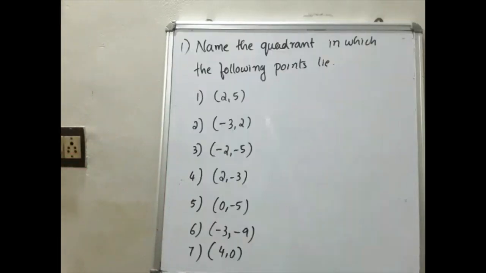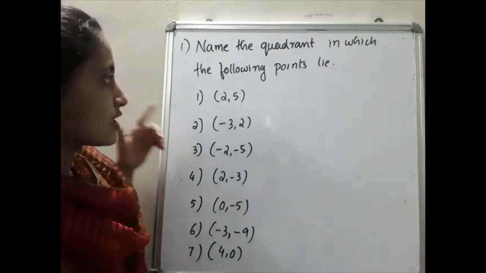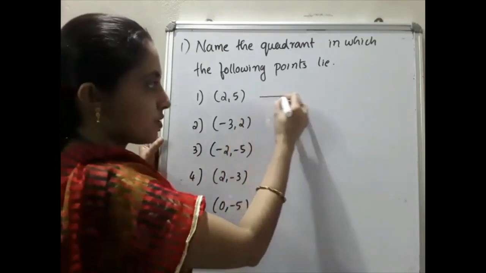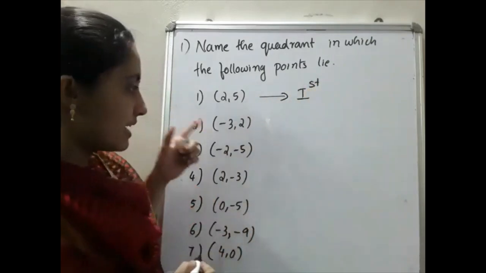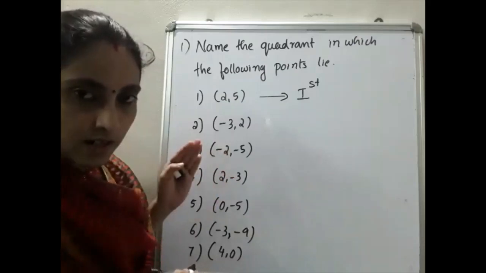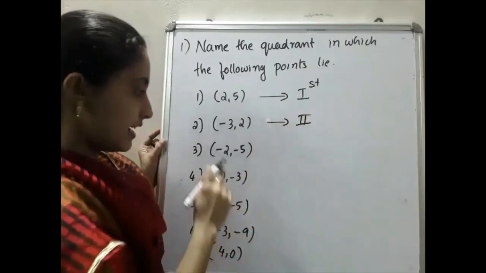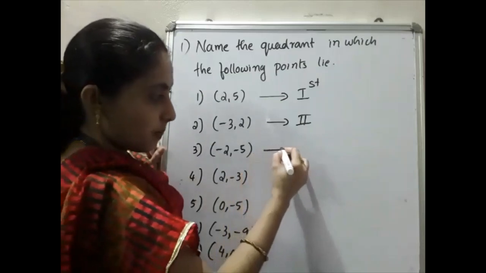This is the next question. Name the quadrant in which the following points lie. Important question. So first one is (2, 5). (2, 5) is on which quadrant? Both are positive. Both positive means first quadrant. Then (-3, 2). x is negative, y positive, means second quadrant. Next one is (-2, -5). Both are negative, means third quadrant.